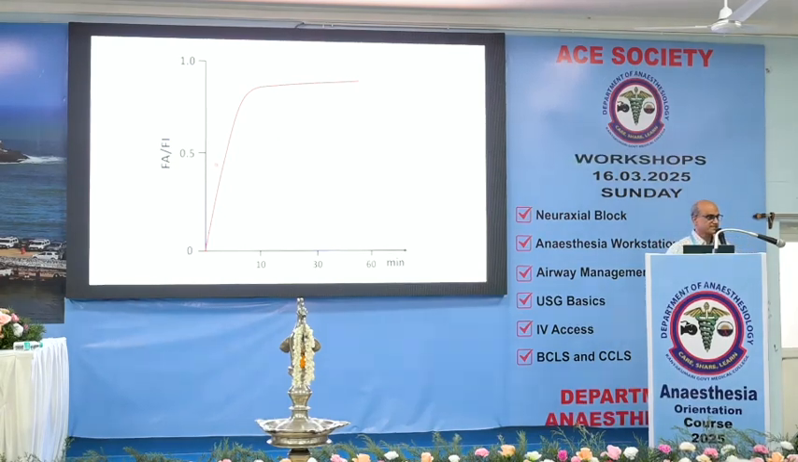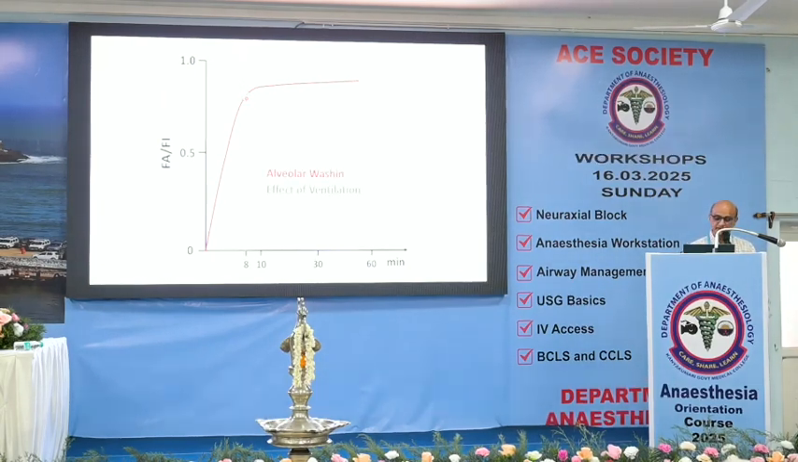So this is termed the FA-FI curve. FA, as I told you, is the fractional concentration of the inhalational agent in the alveoli. FI is the inspired concentration. Now, what is this curve? This is time here, this is FA-FI. So at 8 minutes, you find there is a bend, right?